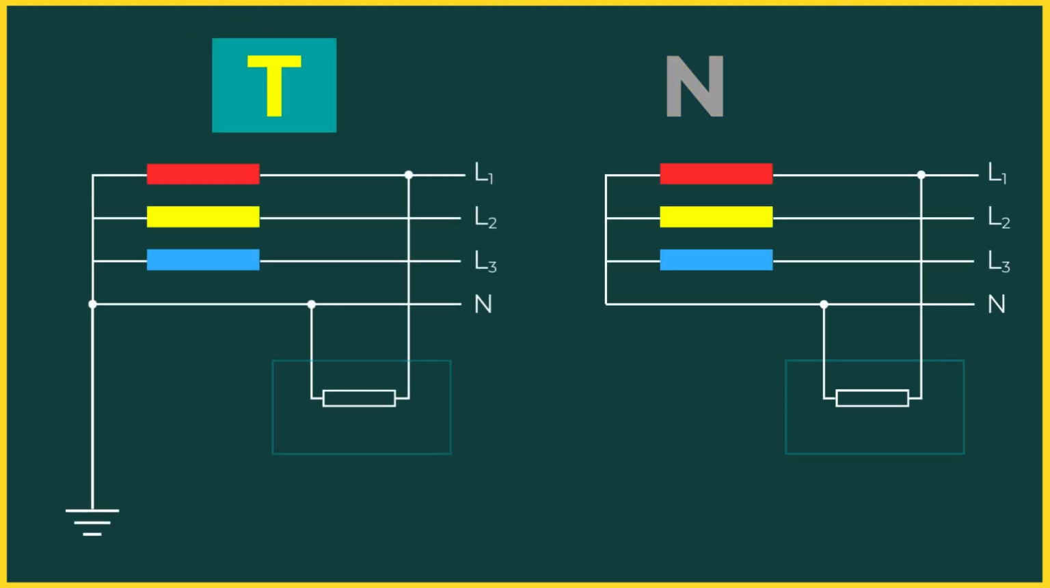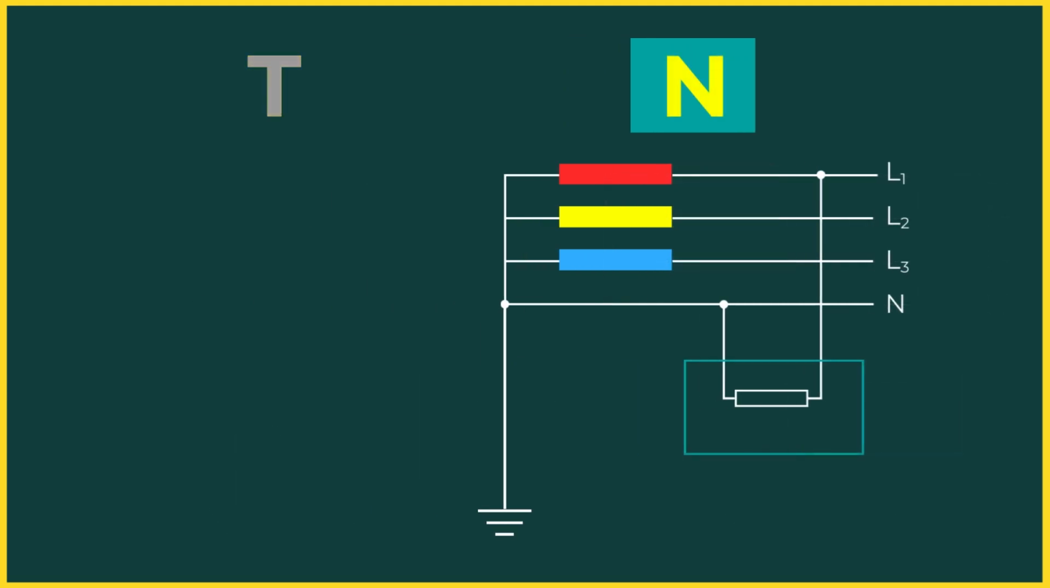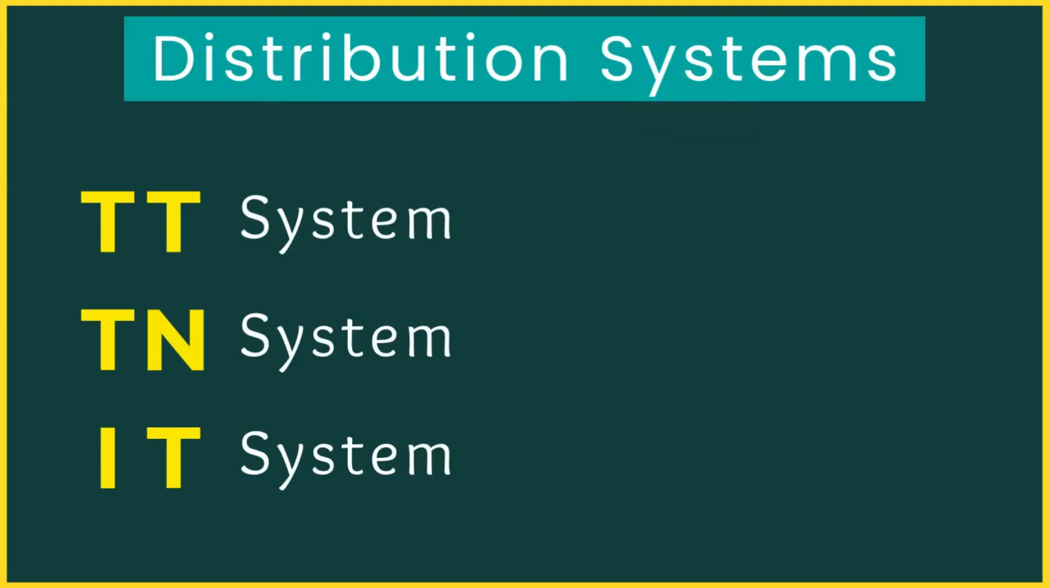The second letter tells us how the exposed metal parts of equipment are connected to Earth. Again, there are two main possibilities: T and N. T means exposed conductive parts are directly connected to Earth using a local Earth electrode. N means exposed conductive parts are connected to the Earth point of the power system, usually the neutral. Sometimes you will see an additional letter with TN. We will talk about it later. For now, let's look at each electrical system type in more detail.